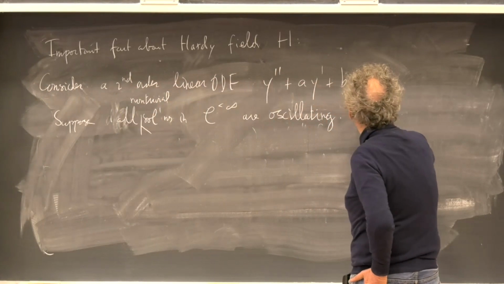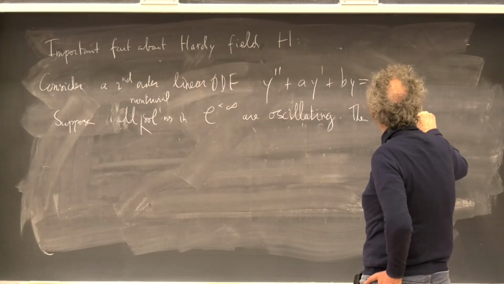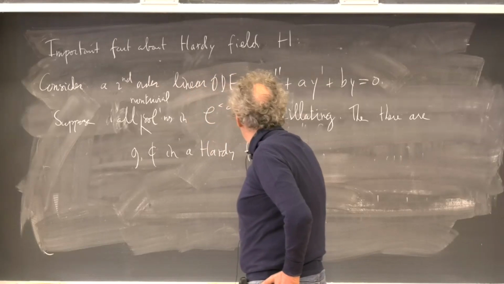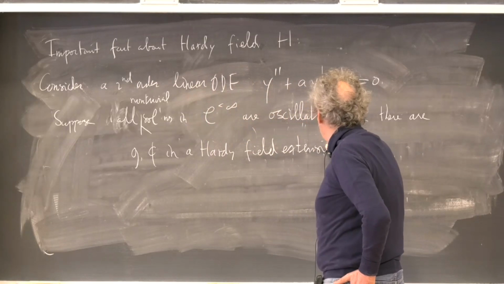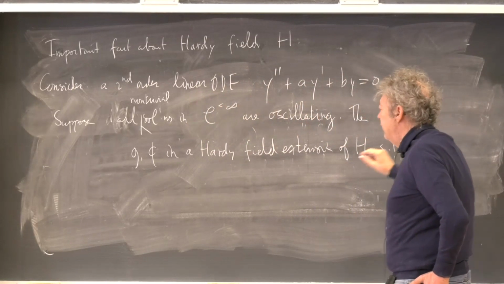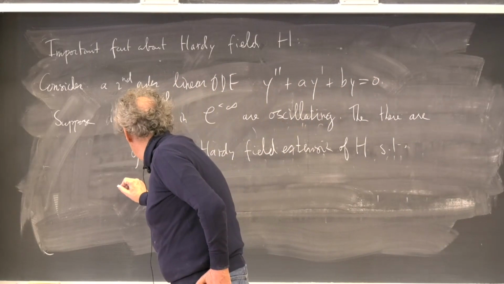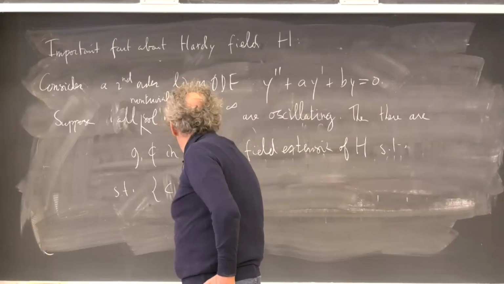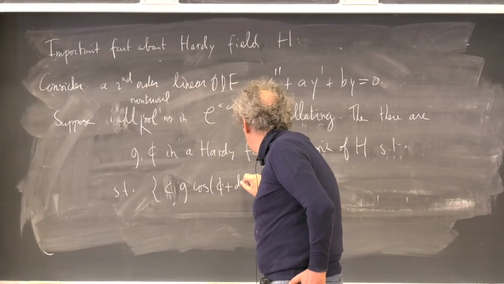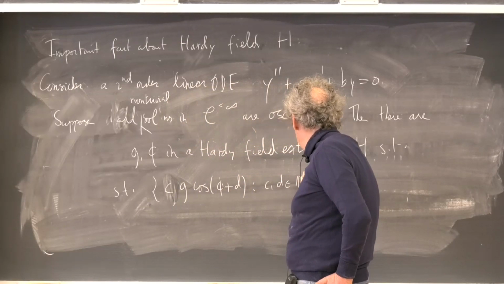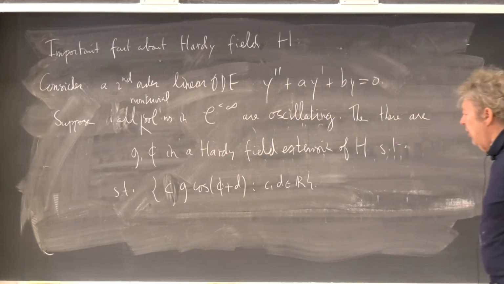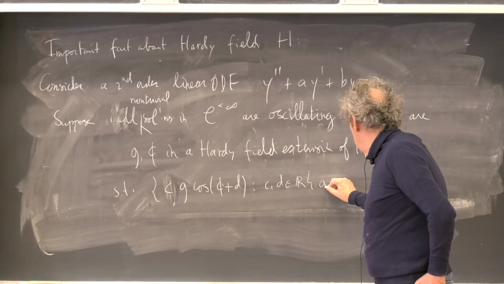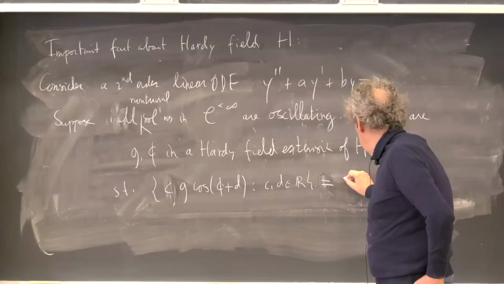But in this case, there are g and phi in a Hardy field extension of H such that these solutions are exactly c g cosine phi plus d, where c and d are real numbers. So all these are exactly the set of solutions.